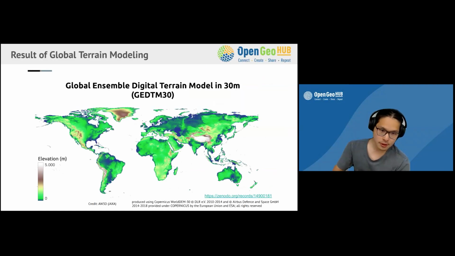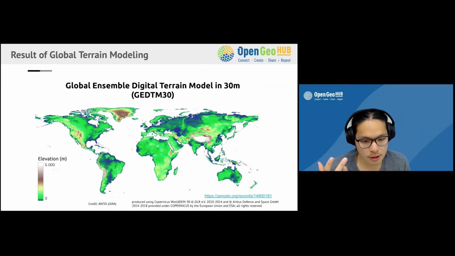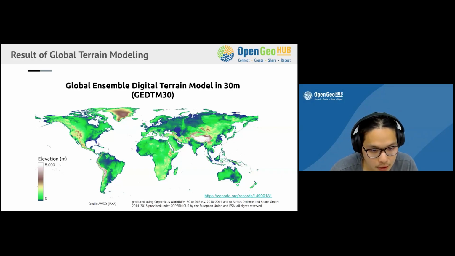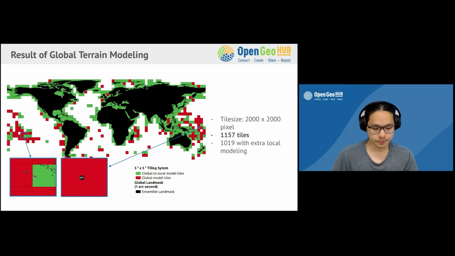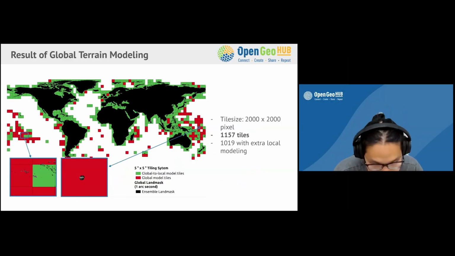Okay, next one. Let me show some results. This is the Ensemble Digital Terrain Model at 30 meters. We have a Zenodo link here, and you can access it to get this high resolution data in one single file. Next, this is the big picture of how we predict this global ensemble digital terrain model.